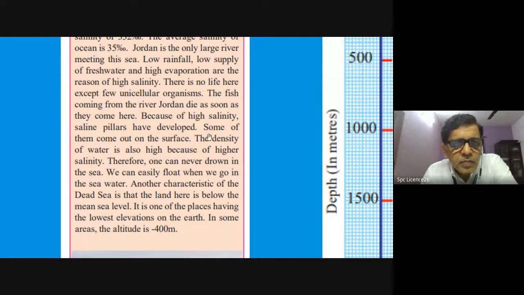Some of them come out of the surface as well. The density of water is also very high because of the higher salinity. Therefore, one can never drown in this water. We can easily float when we go to this seawater.